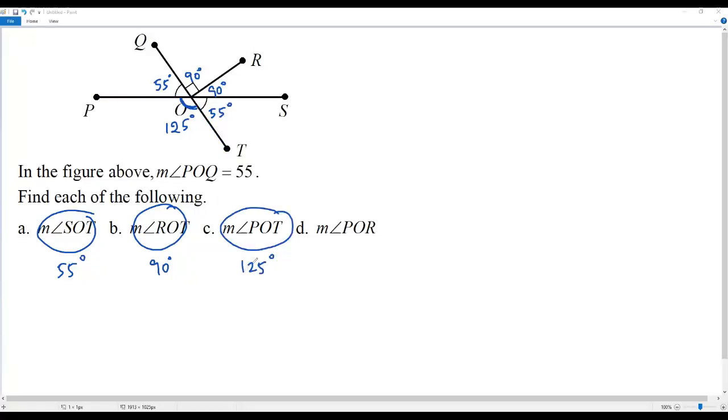Now we have to find the measure of angle POR. Already we know that the measure of angle POQ is 55 and QOR is 90 degrees. So to get the measure of angle POR, we just have to add them. That is 90 and 55. When I add 90 and 55, that is 145 degrees angle measure. That is, the measure of angle POR is 145 degrees. Now I got the measure of angle POR, that is 145 degrees. Now I have found all the angle measures required.